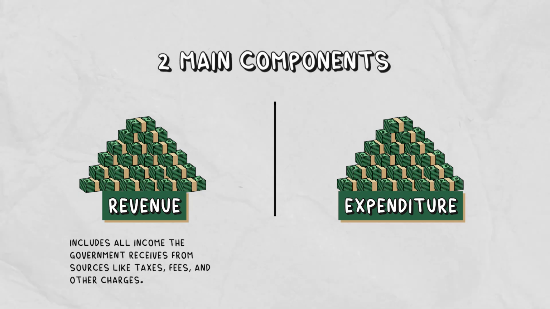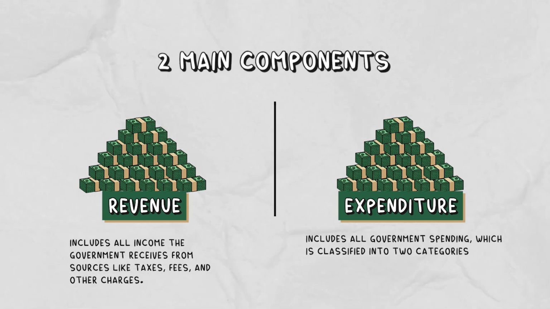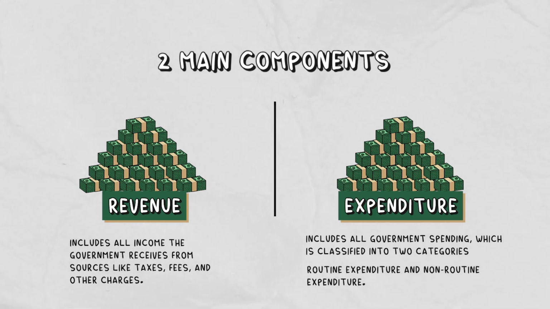On the other hand, expenditure includes all government spending, which is classified into two categories: routine expenditure, which covers daily government operations like civil servant salaries and administrative costs; and investment expenditure, which funds infrastructure projects, education, healthcare, and economic development programs. This is often referred to as non-routine expenditure.